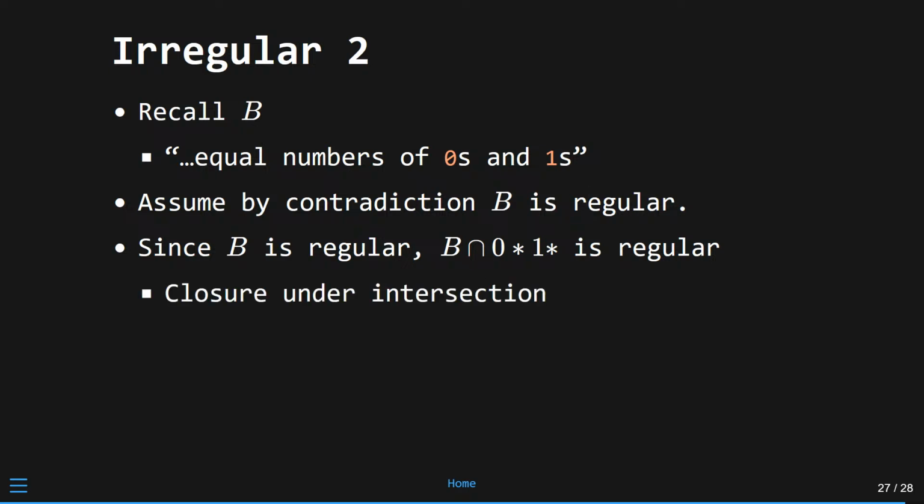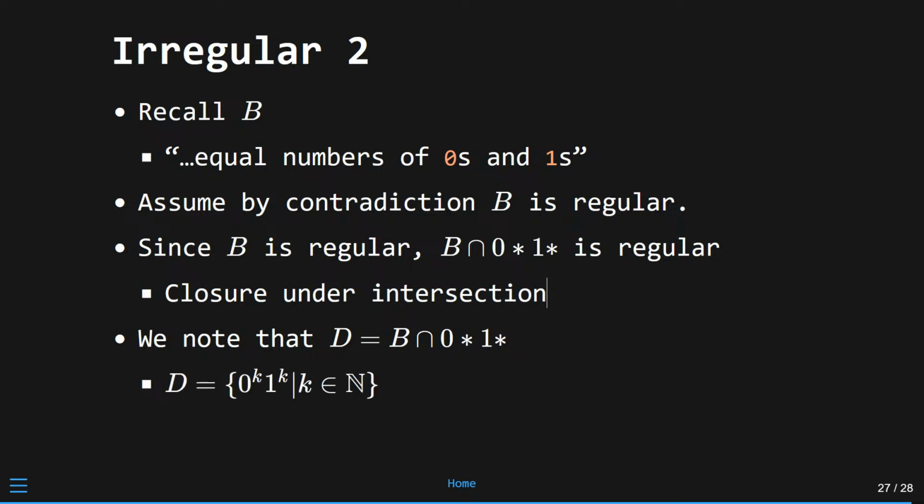Well, you see, this thing has to be regular under contradiction if this thing is regular. If B is regular, B intersect 0 star 1 star is regular. And that was the first thing we proved wasn't regular. So that means this thing isn't regular. So this is a way you can say, oh, I don't know the ordering, but hey, maybe I can impose an ordering with intersection with a regular expression. And then I can prove the ordered one isn't regular.